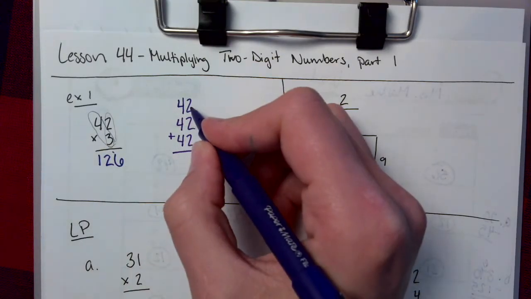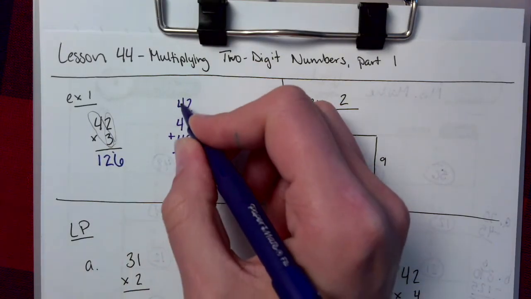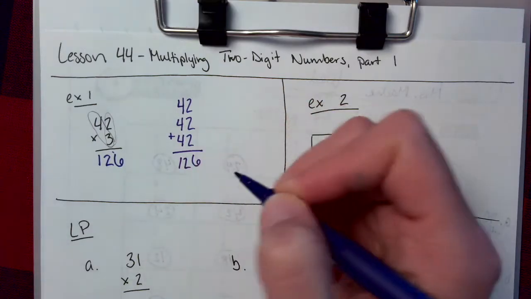42 times 3, we'd get that same answer. 2 plus 2 plus 2 is 6. 4 plus 4 is 8, plus 4 more is 12.